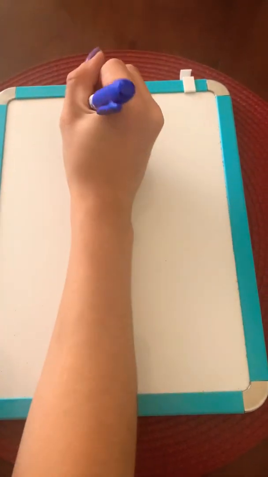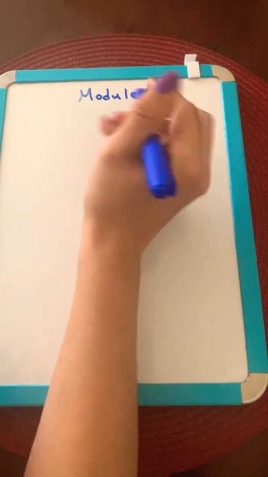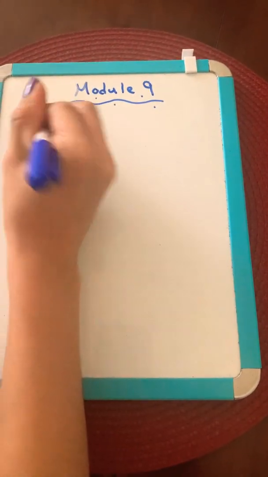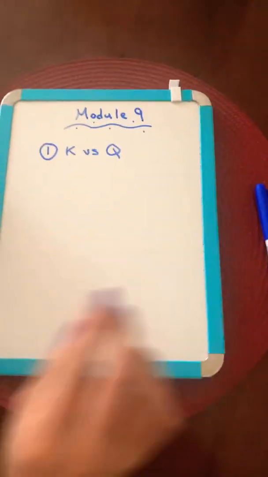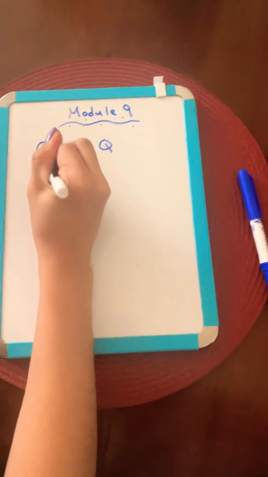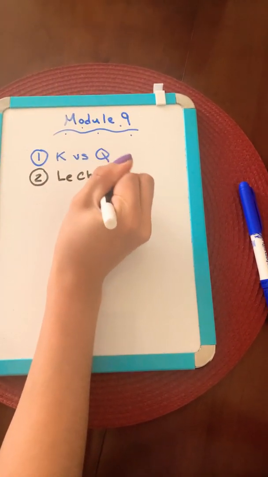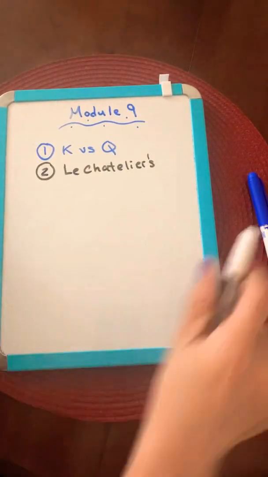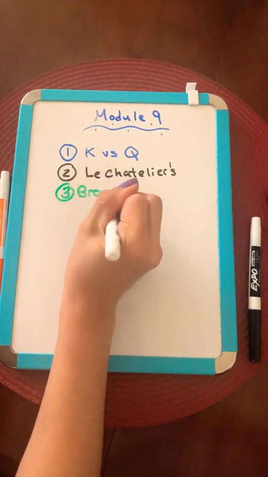Hey guys, so we're going to be going over Module 9, right? I'm actually going to break this apart into 3 different parts. Our first part is going to be K versus Q, what we're going to be talking about today in this video. But we're also going to be talking about Le Chatelier's principle. And lastly, we're going to be talking about Bronsted acids and bases.